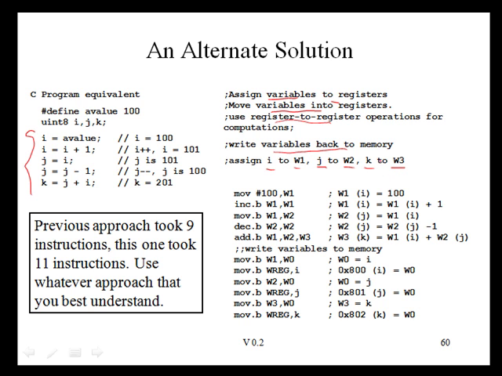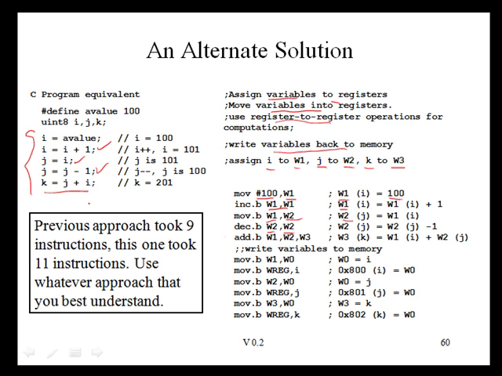These are arbitrary assignments. We're first going to do a move of the immediate value 100 into W1. This is a word operation, but we don't really care what the most significant byte of W1 is. All we want is for W1 to contain the value 100. We then need to increment I, so we're going to increment W1 and place the result back in W1. We then need to copy I to J, so we're going to copy W1 to W2. Recall that we've assigned J to W2. We then need to decrement J. So J is in W2, so we're going to decrement W2 and write the result back to W2.